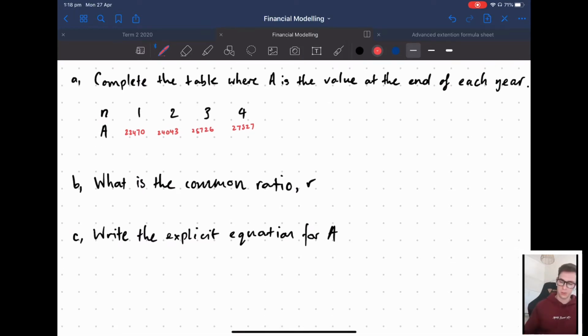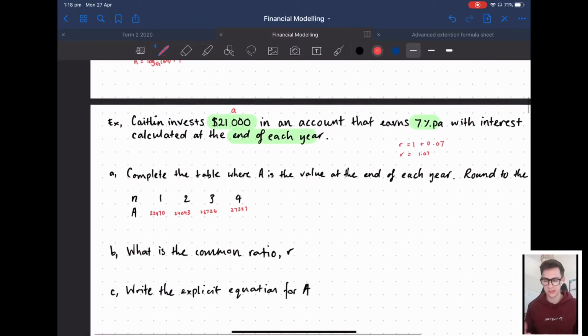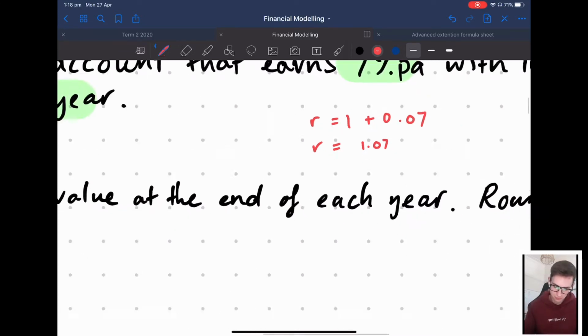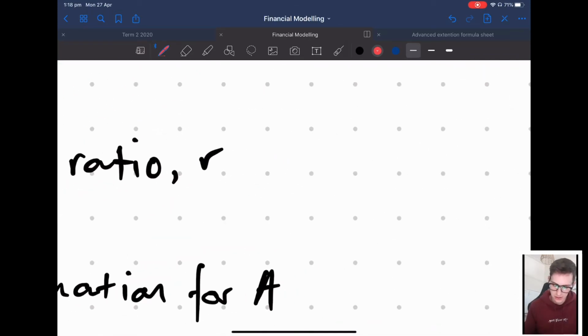So what we're finding is the common ratio, and then we're going to write an explicit equation for A, capital A, being the amount in the bank. Now, a common ratio I've kind of already spoiled because that is the amount that we're multiplying by each year, and that is 1, the amount, so the whole 1 plus 0.07 being 7% as a decimal. So our ratio is just going to be 1.07.